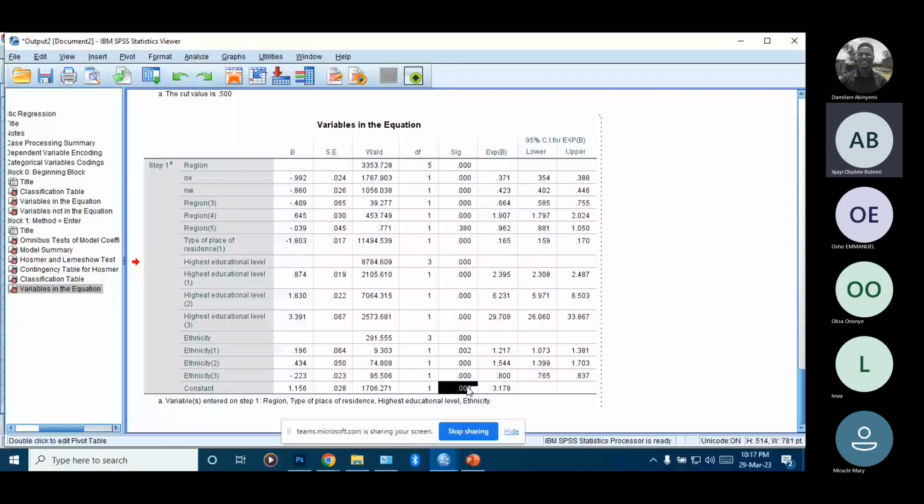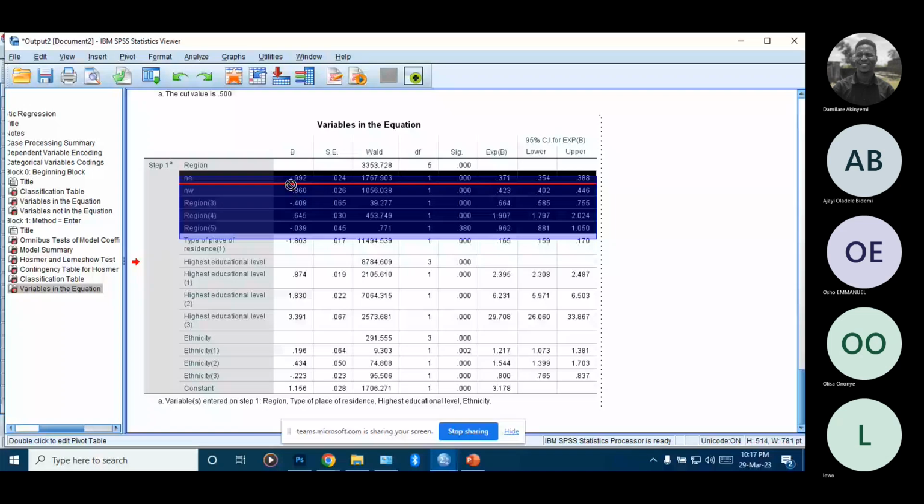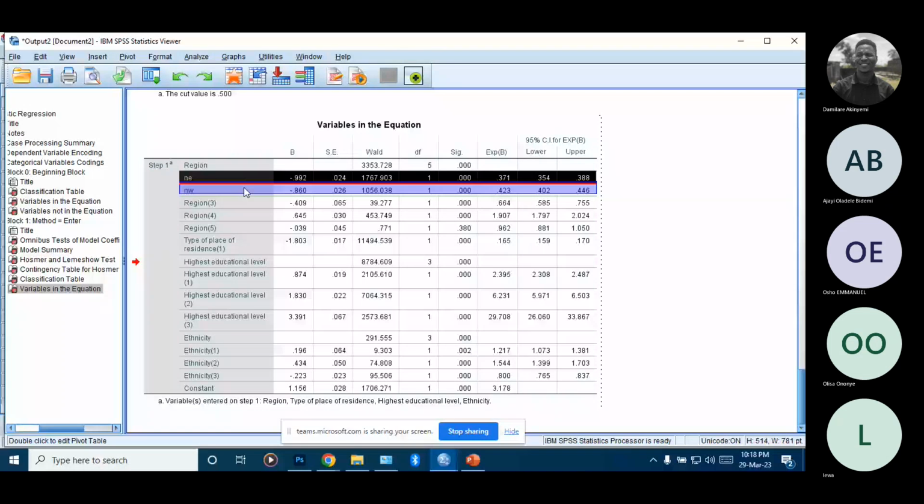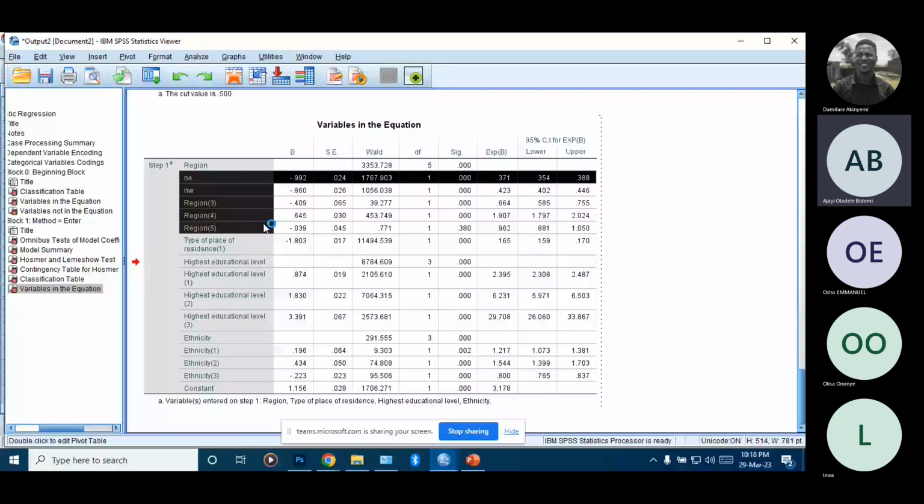Now, if you remember, we have 6 categories in our region, but on our table here, we are going to be getting output for just 5 categories, these guys here. The reason being that it has used the first category as our reference category.